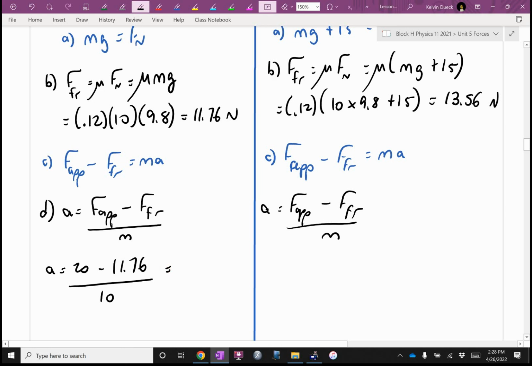I can do that in my head. 20 take away 11 is 9, take away 0.7 is 8.3. So 0.824? Anybody else? Acceleration, so meters per second squared.